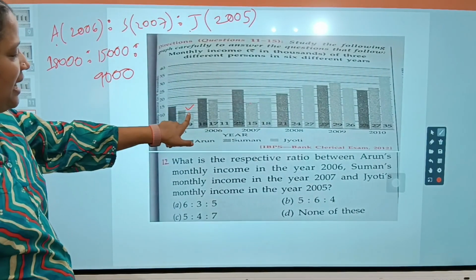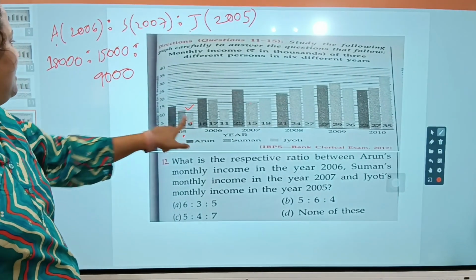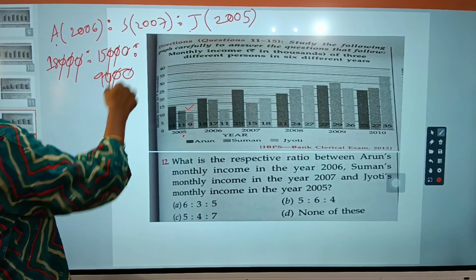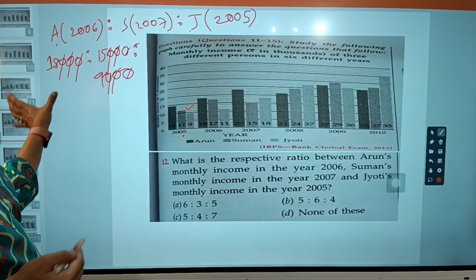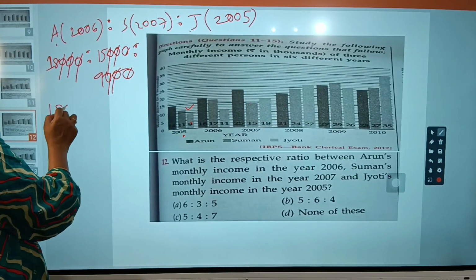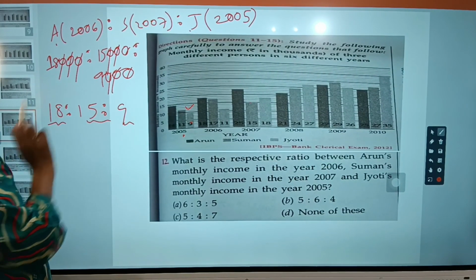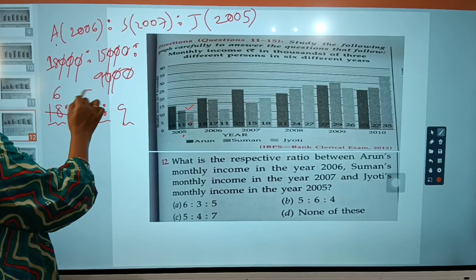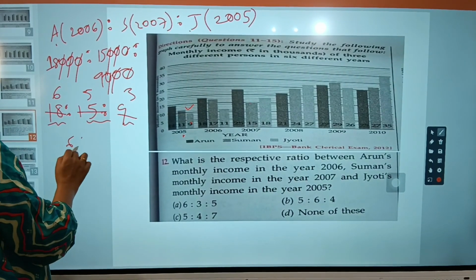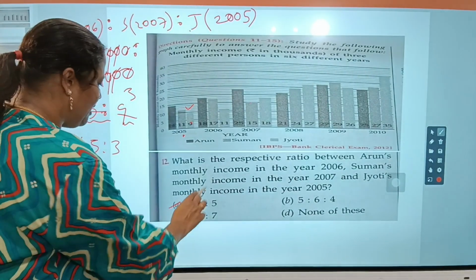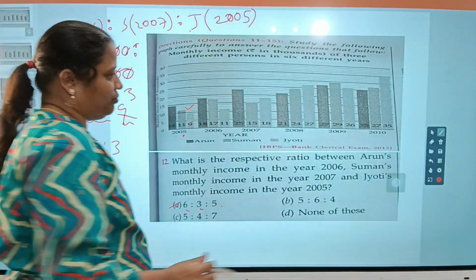Light grey color in the year 2005, it is 9,000. So all three zeros will cut down, because all three zeros exist everywhere in the ratio. So we will get 18 is to 15 is to 9. The three values will come in three tables. So 3 6s are 18, 3 5s are 15, 3 3s are 9. 6 is to 5 is to 3. This is the ratio. So the answer is A, 6 is to 3 is to 5.